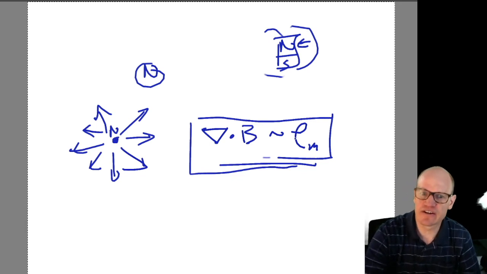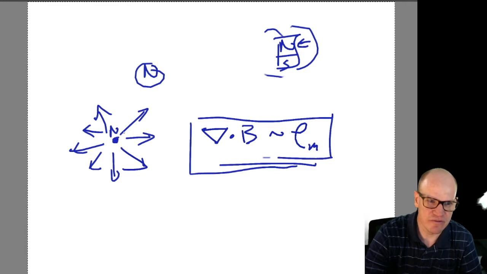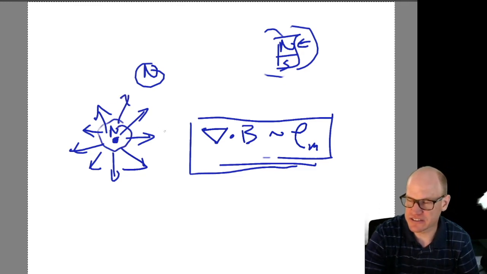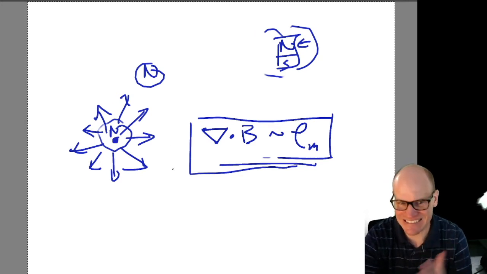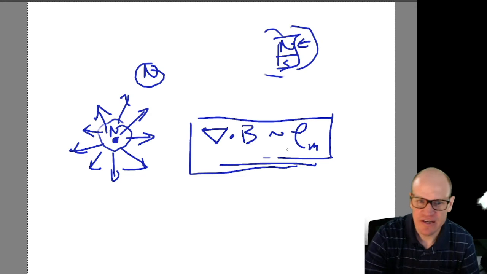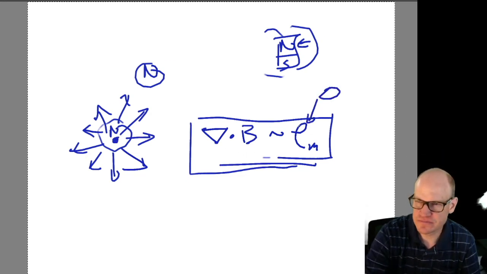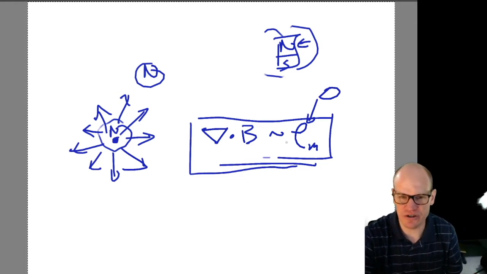Turns out that there is no evidence for magnetic monopoles. As far as we can tell, an isolated magnetic north pole does not exist. It could exist, but as far as we can tell, it does not exist, or they're very, very rare. And as a consequence, this is always going to be zero. So we're going to make the approximation that it's always zero.